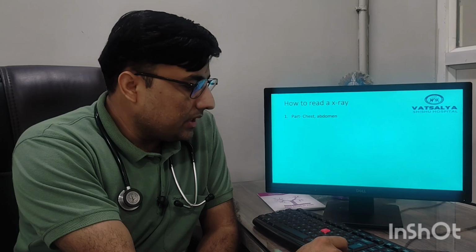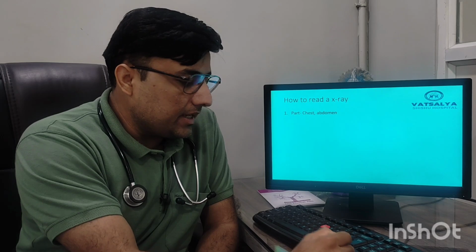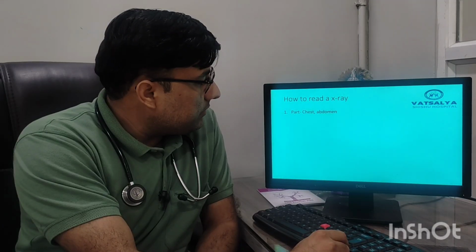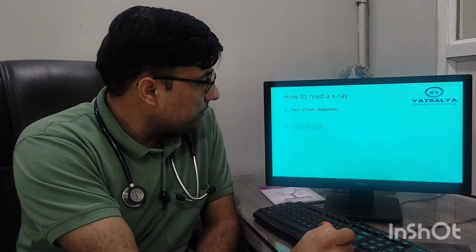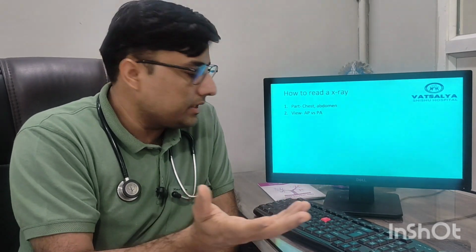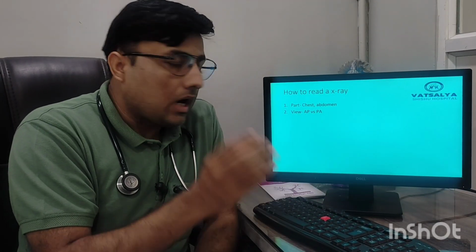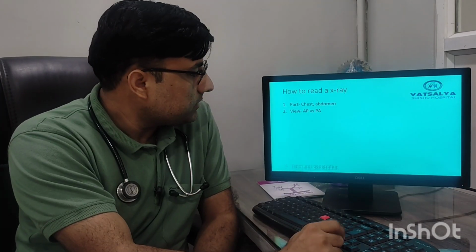First we'll comment on the data and part of the chest X-ray, meaning name of the patient, age and sex, then which part of the X-ray, chest or abdomen or any other part. Then second, the projection or view of the X-ray. Is it anterior-posterior view or posterior-anterior? We'll discuss in detail how to differentiate between AP view and PA view.